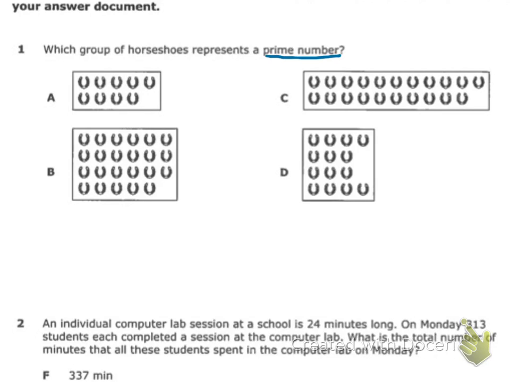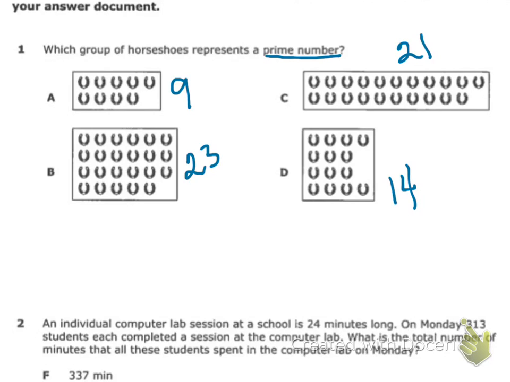So when I look at this, A, there are 9 horseshoes. On B, there are 23 horseshoes. On C, there are 21 horseshoes. And on D, there are 14 horseshoes. So now I have to look at these numbers and figure out which one is the prime number.